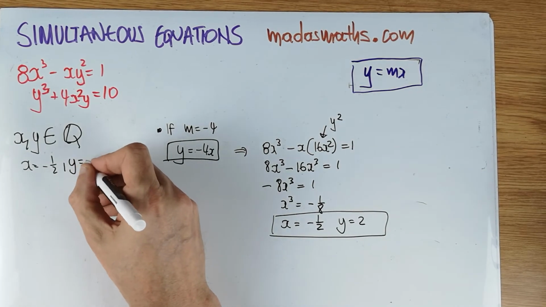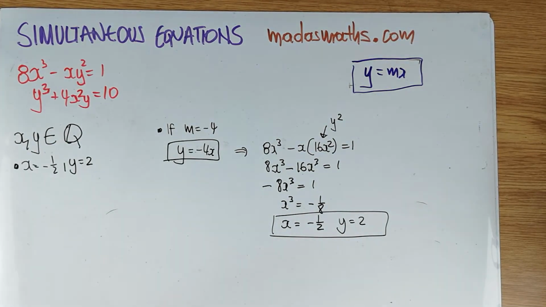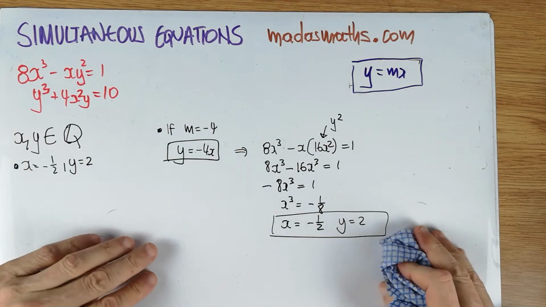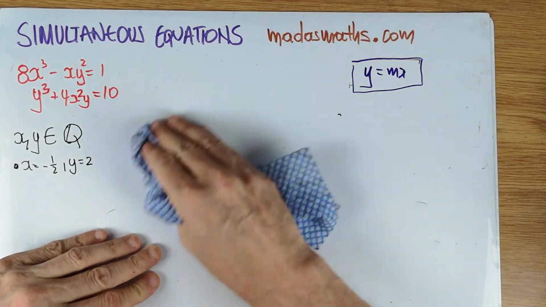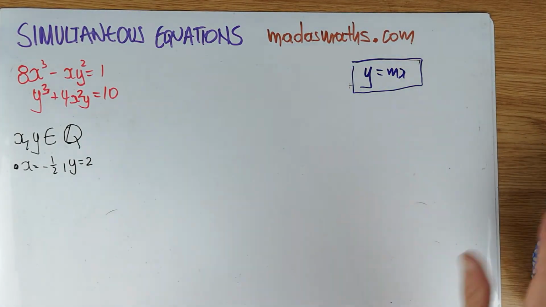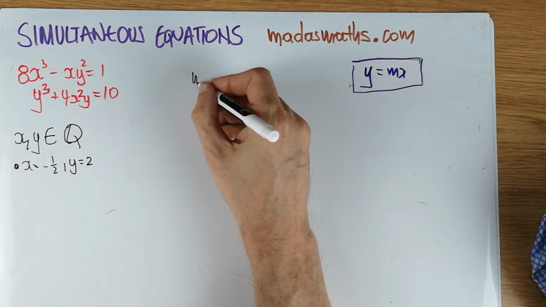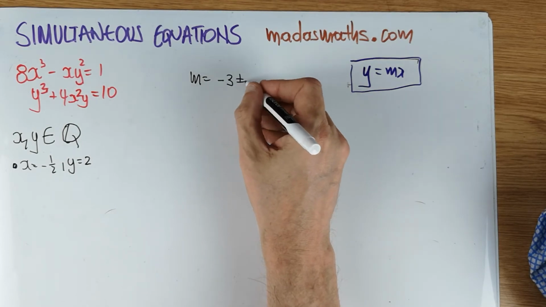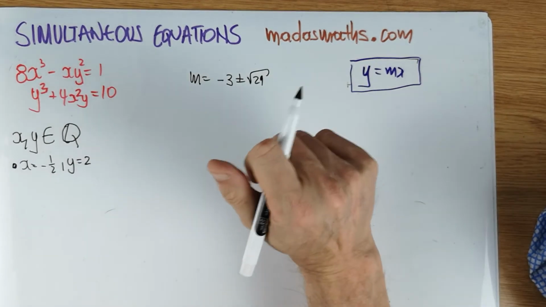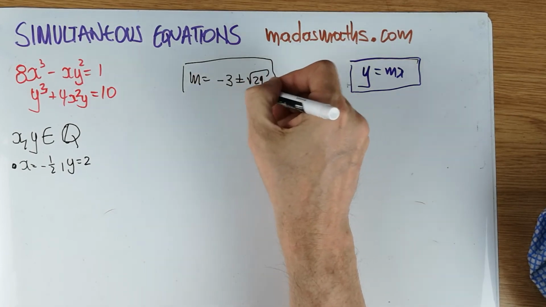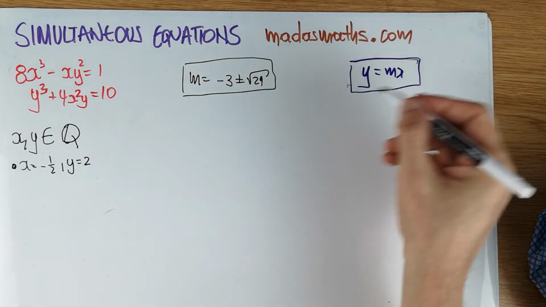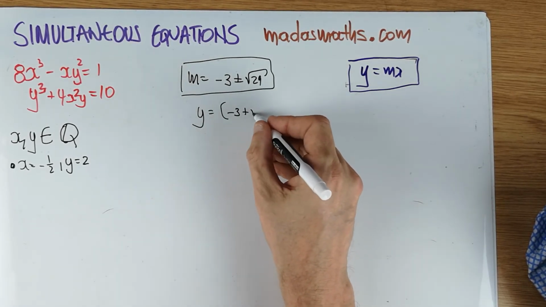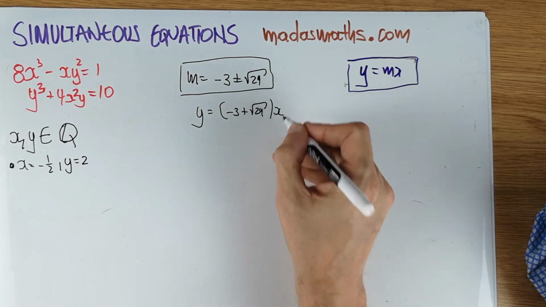And as I said earlier on, probably I would have done that. If I use one of the other possibilities, just to show you how messy this will get. Do I remember what was my m? M was, I think, minus 3 plus or minus, I remember it was square root of 29, I think. Okay, so if I use this particular one, my equation is y, let's use the plus version, minus 3 plus the square root of 29, lots of x.